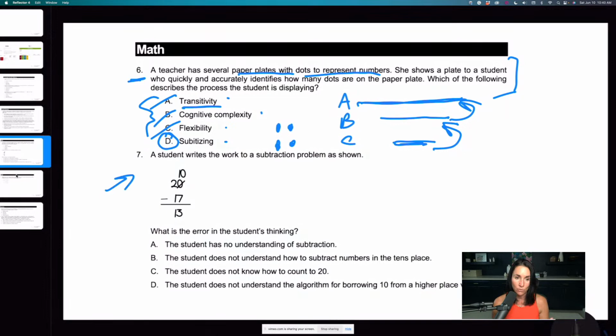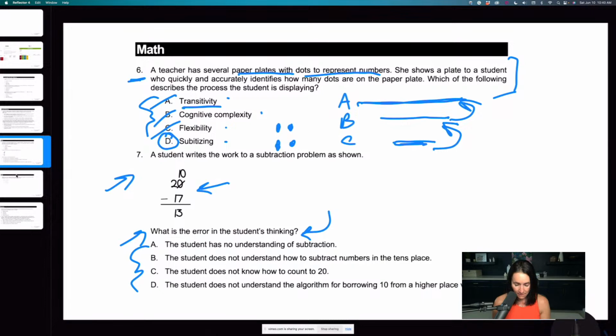All right, let's have a look at number 7. I can see there's some student work here. And it says, what is the error in the student's thinking? I go right here to the question stem. I'm not going to look at the answer choices here because I already have the question stem, and I can go straight to this diagram here and have a look. Okay. So notice that we have 10 minus 7 is 3. So they subtracted in the ones column first. This is a place value question. It's also a student process question. It's a subtraction question. A lot of questions in math will assess different skills. So that's what's happening here.